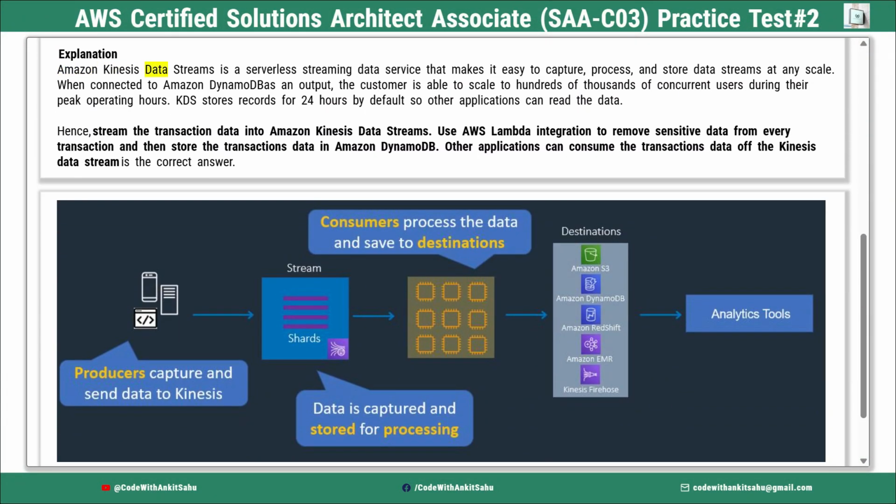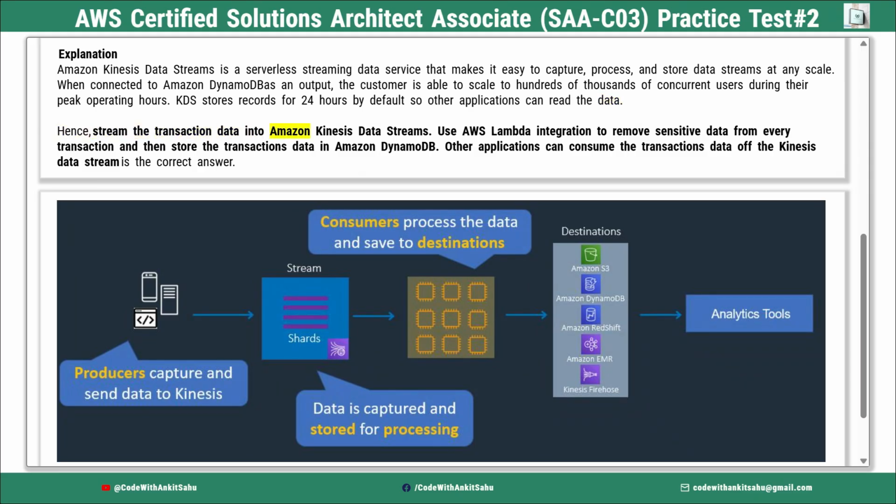Explanation: Amazon Kinesis Data Streams is a serverless streaming data service that makes it easy to capture, process, and store data streams at any scale. When connected to Amazon DynamoDB as an output, the customer is able to scale to hundreds of thousands of concurrent users during their peak operating hours. KDS stores records for 24 hours by default, so other applications can read the data.